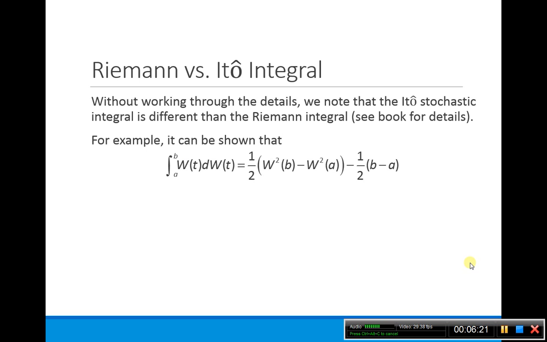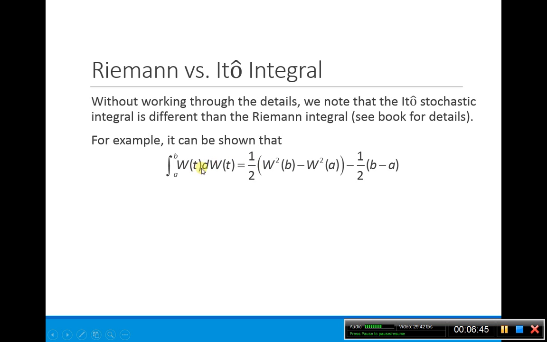Without working through the details, it can be shown that if you have an integral from a to b of W(t) dW, think about how we used to have x dx, for instance. So this is W dW. Then this is going to be 1/2 of W squared of b minus W squared of a, minus 1/2 of b minus a.